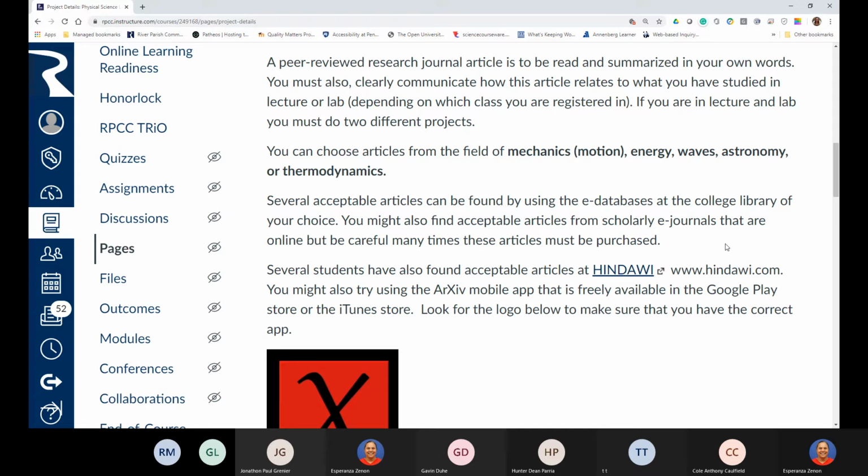And what the electronic databases are is like a big giant warehouse with bunches and bunches of articles in it. And you have to go in and search that warehouse and find an appropriate article.